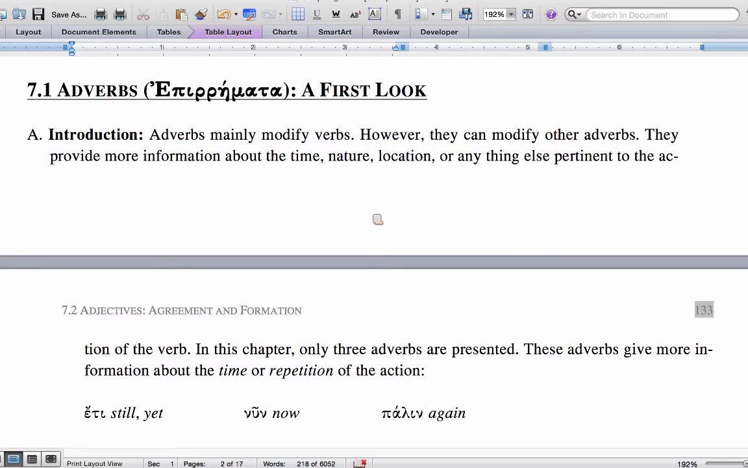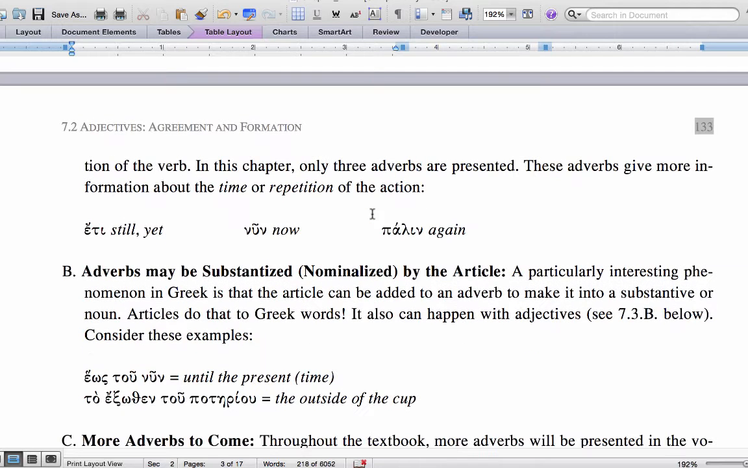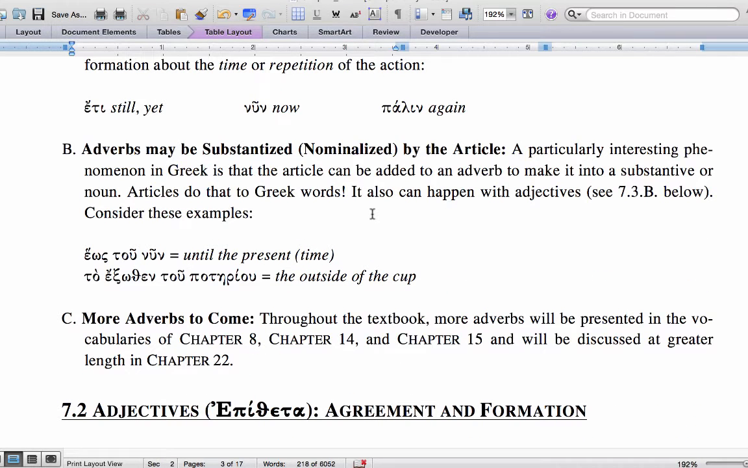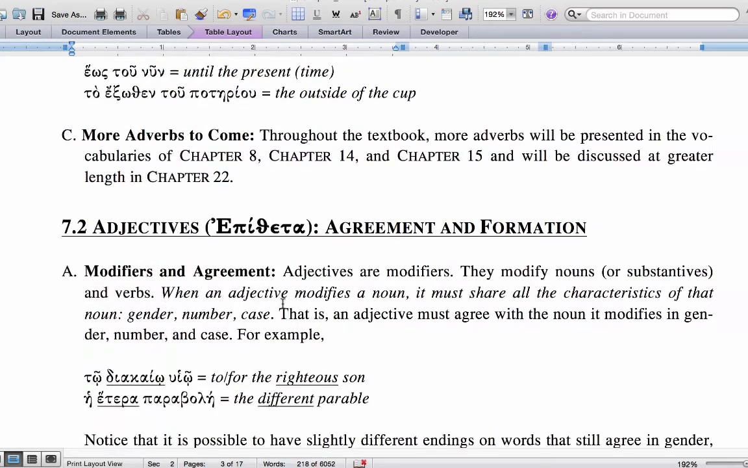Adverbs are little modifiers that function to modify verbs or other adverbs. In this lesson, we have just a few of them. Adverbs can be substantivized. In fact, what this means is that they can be turned into a noun by having the article added to the front of them. In fact, prepositional phrases can be made into nouns as well. Throughout the grammar, we're going to be encountering adverbs at different points, and so you can see further those chapters.